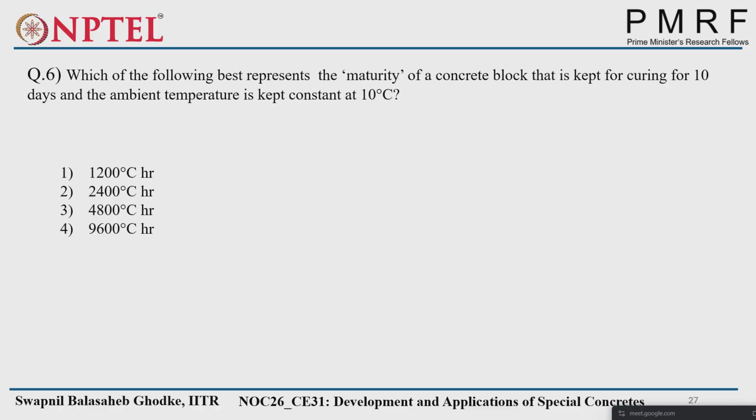Now you have to calculate the maturity. We saw the maturity formula. What is the formula of the maturity? We saw that M is equal to the sum of (T minus T0) into delta T. So, can you calculate the maturity of this problem? Curing for 10 days, and the ambient temperature is kept constant at 10 degrees Celsius. So datum temperature T0 you have to consider as minus 10 degrees Celsius. That is the assumed condition. So you have all the values. Can you calculate what will be the answer?